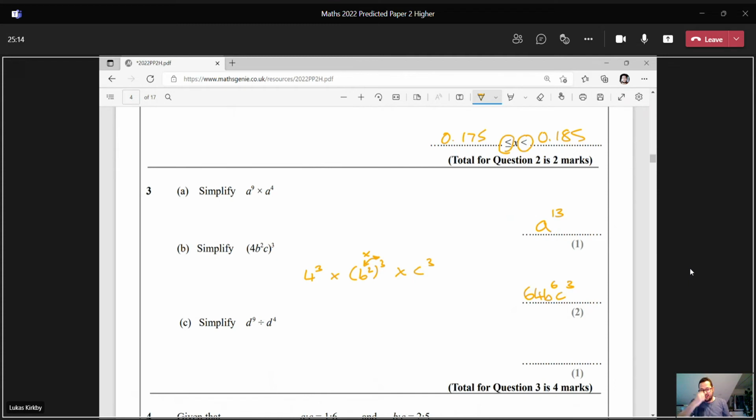And then finally, d to the 9 divided by d to the 4. Well, when you divide, you minus the powers. So this is d to the power of 9 minus 4, which is 5. And that's that question.